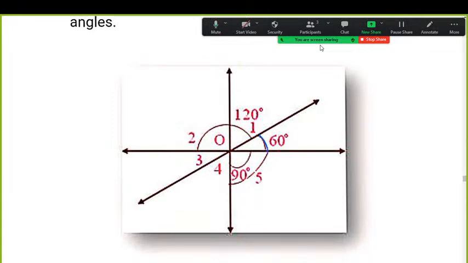This is 60 degrees. This one is 60 degrees. That's why 3 should be 60 degrees. It's so obvious that 3 should be 60 degrees. Now this angle 5 is 90. That's why these 2 angles should be 90 as they are vertically opposite. And we want angle number 4 now. Can you tell me angle number 4 now?